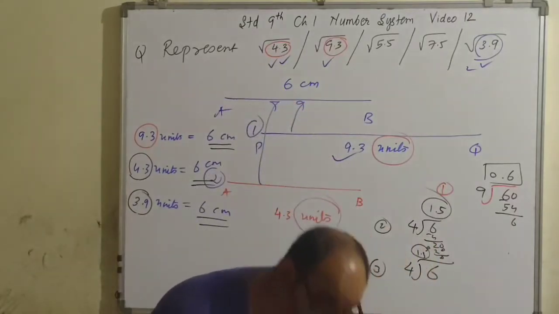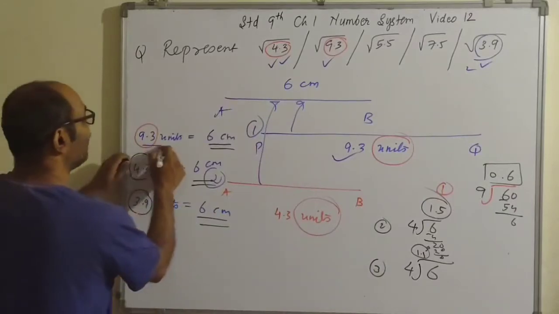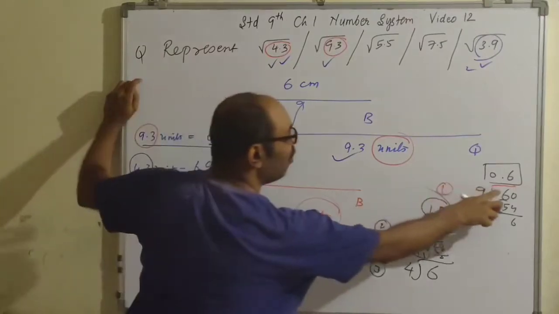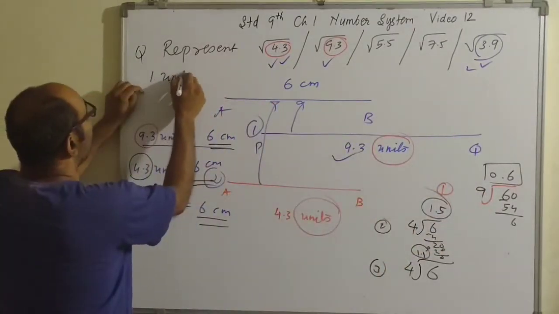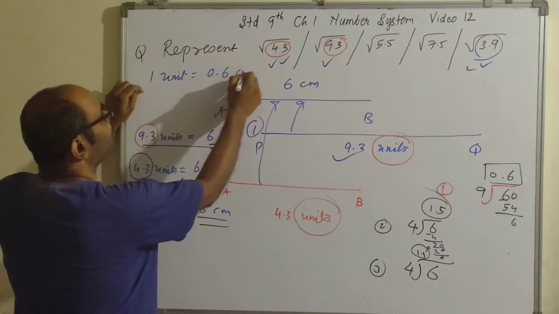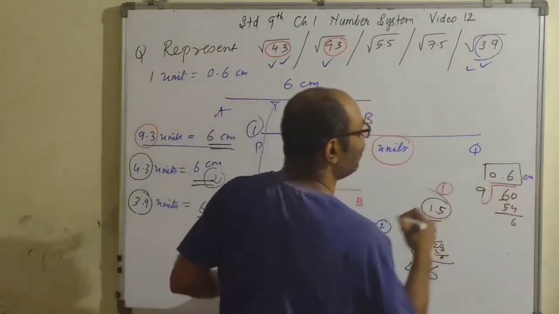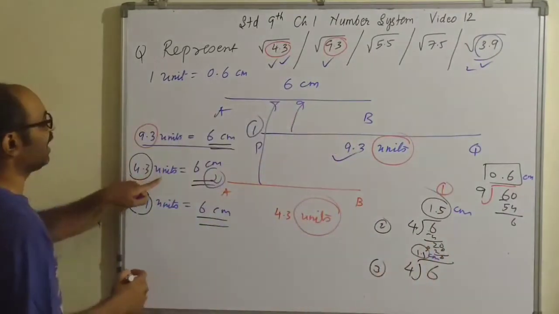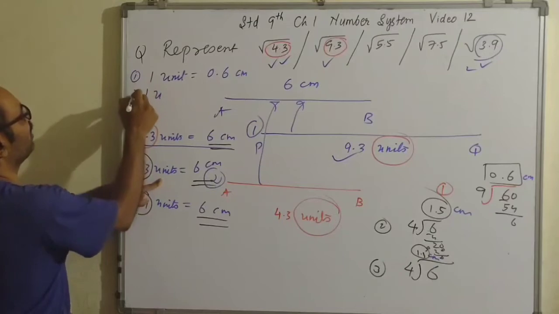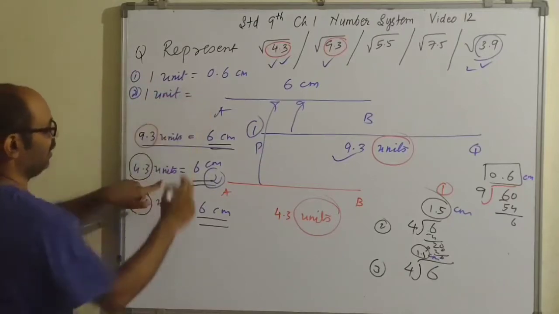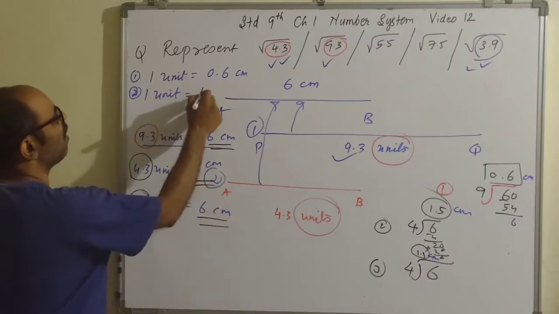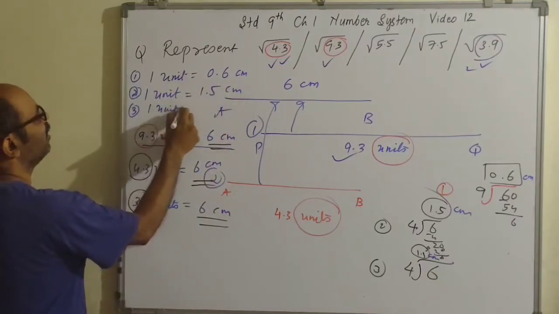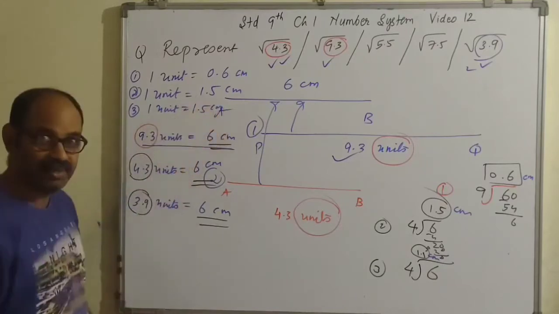So here you got the scale. When you take this, what is the scale? 1 unit is equal to 0.6 centimeter. Whatever answer comes, it comes in centimeter. In the first case, 1 unit is equal to 0.6 centimeter. In the second case, 1 unit is equal to, what answer did you get? 1.5 centimeter. Third case, same, 1 unit is equal to 1.5 centimeter.